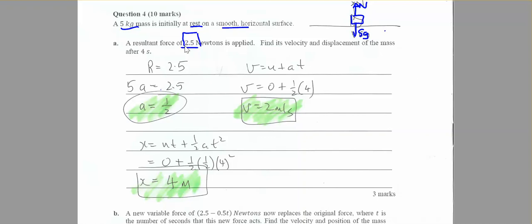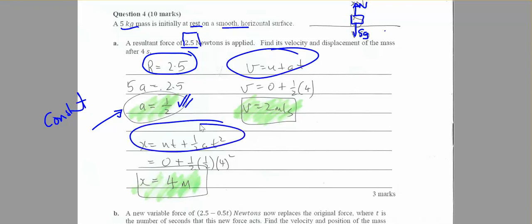So I have constant force, R equals 2.5. Replace R with mass times acceleration. So my acceleration is a half. Therefore, I've got constant acceleration. I can use this rule and I can use this rule to find out what the velocity and what the position is after 4 seconds. So I replace t with 4.